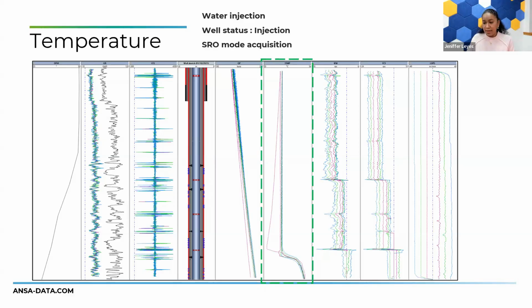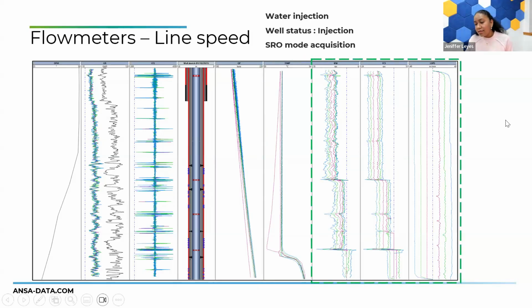So the next data that I want to review is the flow meters with the line speed. Basically, the flow meters give you an indication of the fluid movement. However, it doesn't give you an indication of what type of fluid is being moved. Also, the flow meters help you identify the areas where you are producing from or the areas where you are injecting to. It helps you identify leaks, and it helps you identify and quantify cross flows.